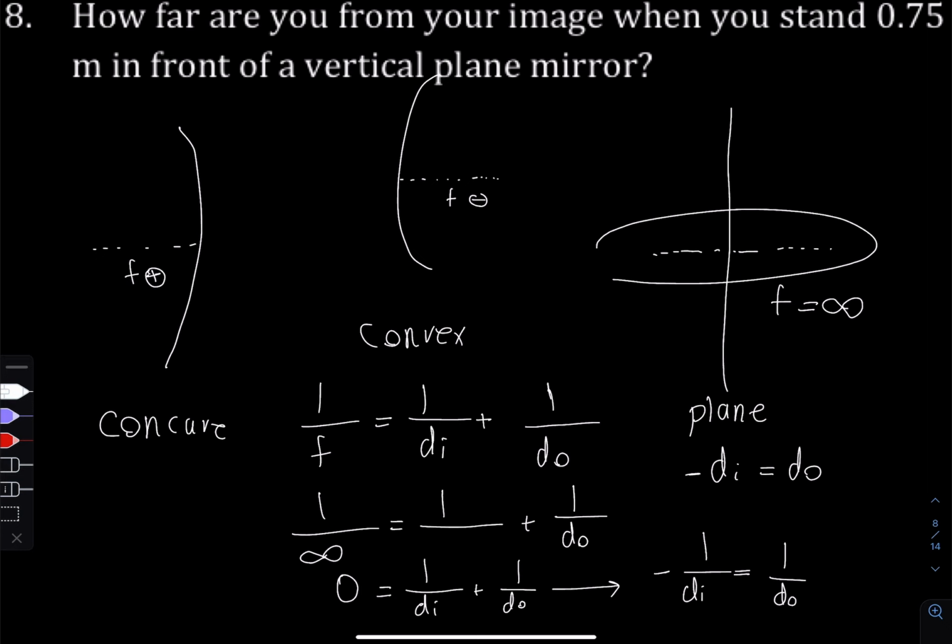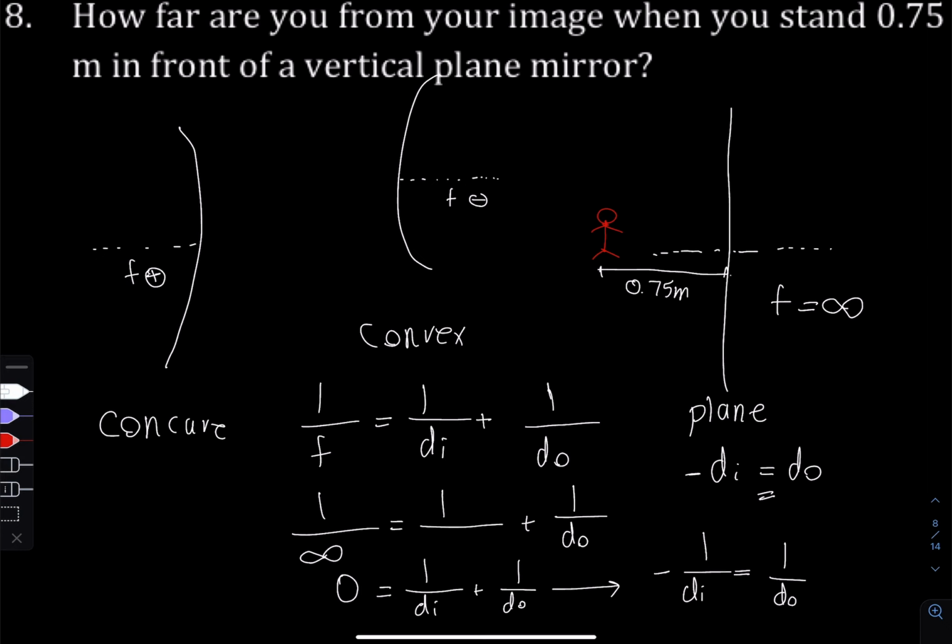You're always going to have a distance from the object, and then it's going to create this virtual image that's exactly the same distance from the mirror. So it says, how far are you from your image when you stand 0.75 meters in front of a vertical plane mirror? So what we're doing is, we have a mirror, and we're standing as a person 0.75 meters from it. So this is 0.75 meters. And the distance, our image is going to be exactly the same distance from it, right?